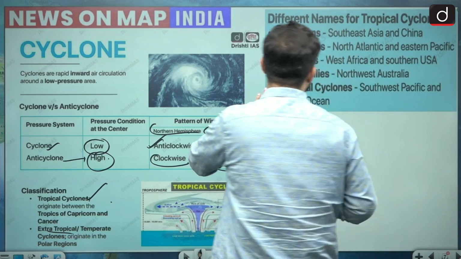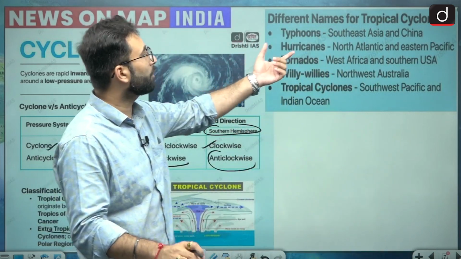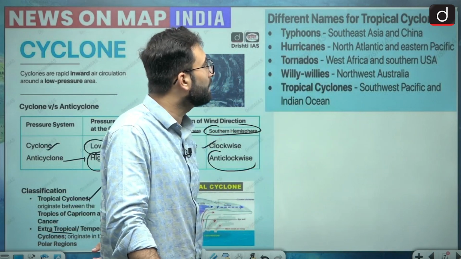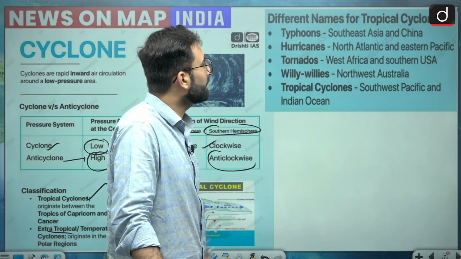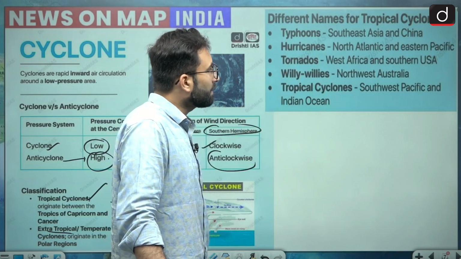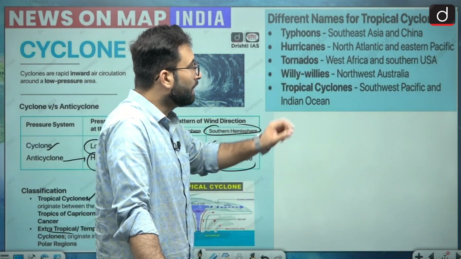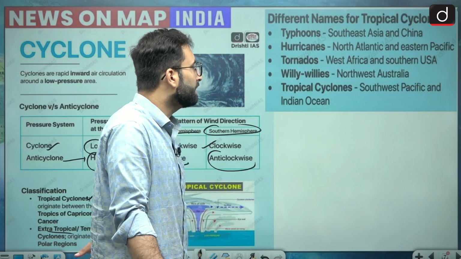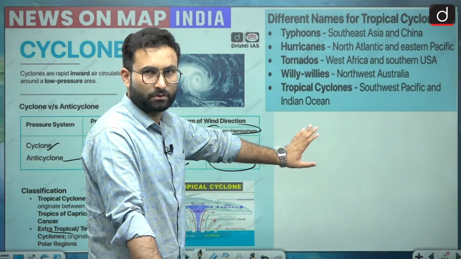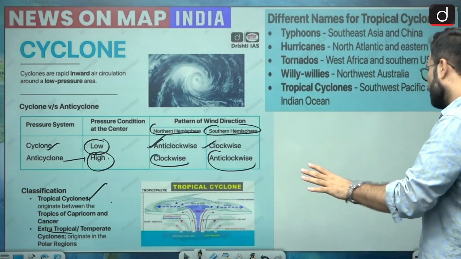Moving further, there are various names through which these cyclones are called. In Southeast Asia and China, we call them typhoons. In the North Atlantic and Eastern Pacific, they are called hurricanes. In West Africa and the southern USA, you will see tornadoes. In Northwest Australia, they are Willy Willies. And in the Southwest Pacific and the Indian Ocean, they are called tropical cyclones. Don't get confused, these are all names representing these cyclones.